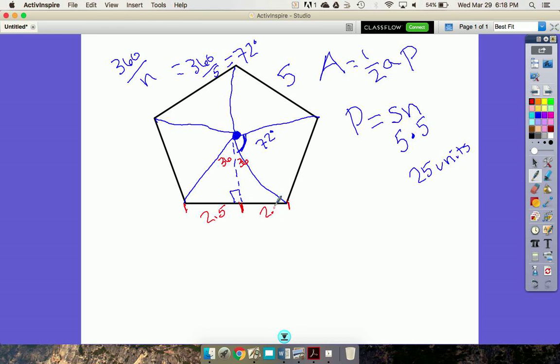And so the goal of what we're doing is we're going to solve for one of the variables we're missing. Usually it's the apothem or the side length, so you should have one or the other. And all we're doing is breaking it down, and breaking it down, and breaking it down.